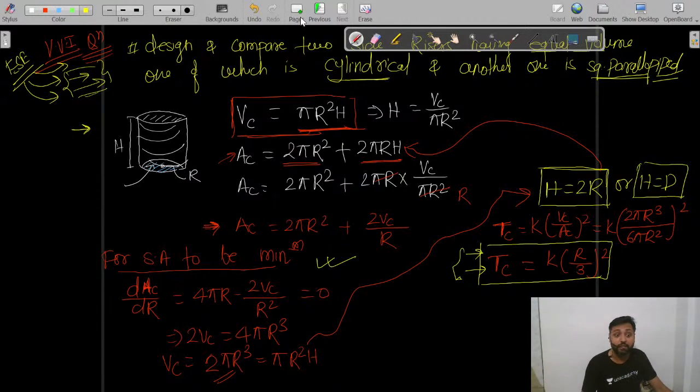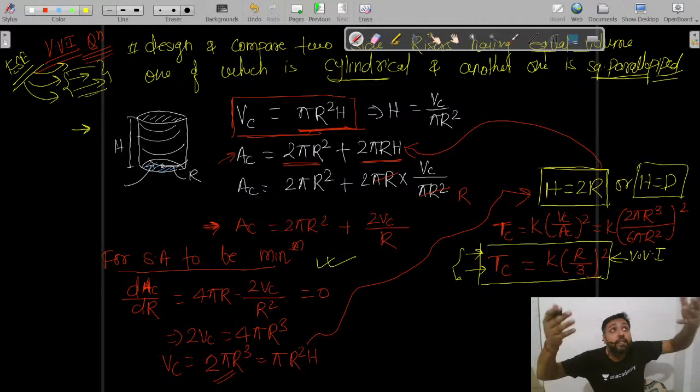Don't think though that it is out of syllabus, what I am discussing. No, this relation you should remember directly. VVI, that I am putting in a box: if it is a cylindrical riser, and yes, risers are designed for minimum surface area, then its solidification time is going to be equal to K into (R by 3) whole square. Directly you should remember, that is going to help you a lot.